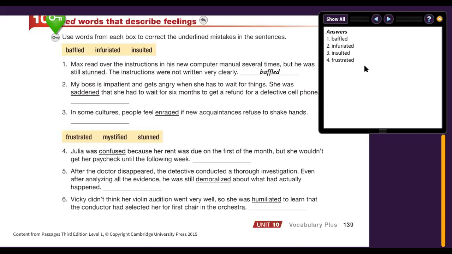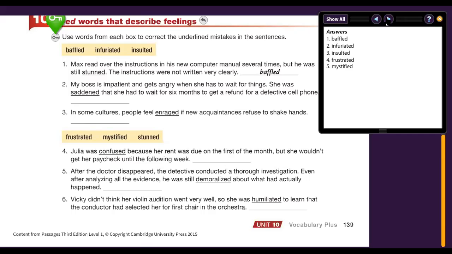Then the next one. After the doctor disappeared, the detective conducted a thorough investigation, even after analyzing evidence. He was still demoralized about what had actually happened. What is the best answer? Mystified.